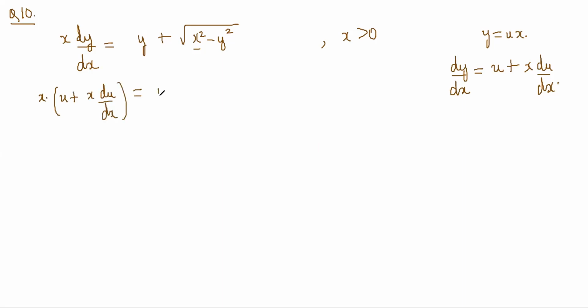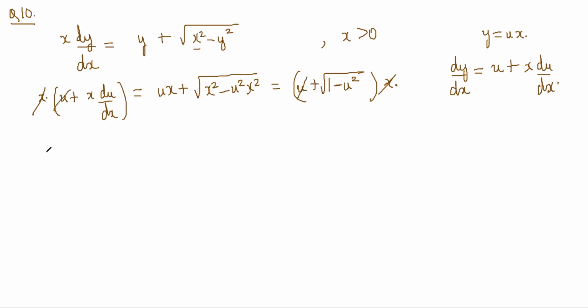is equal to ux plus root over x square minus u square x square. So u plus root over 1 minus u square whole, common x. Okay, so x is greater than 0, so we can cancel this x, right? So this becomes u plus this, and u also cancels. You have x du by dx is equal to root over 1 minus u square.